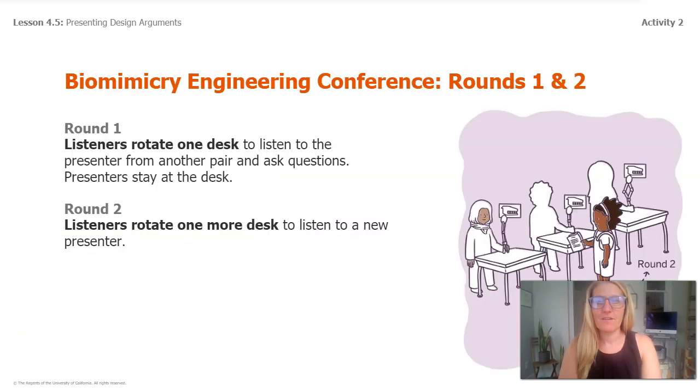So the engineering conference for round 1 and 2 would look like this if we were able to fully do it. Round 1, listeners rotate at one desk to listen to the presenter from another pair and ask questions. Presenters stay at their desks. Then in round 2, you switch and the listeners rotate one more desk and listen to a new presenter.